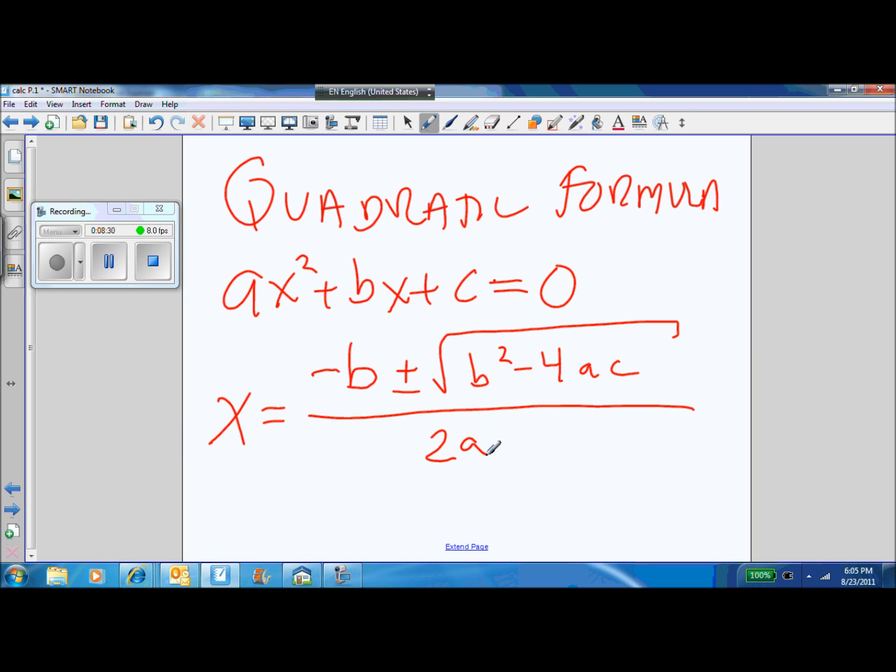There you go. Now you got no excuses. You got a song with it and everything, people. You can prove this with completing the square. Somebody wants to try and take that on, I'd be happy to add that to the notes. It's a great little proof. I can help you with it.